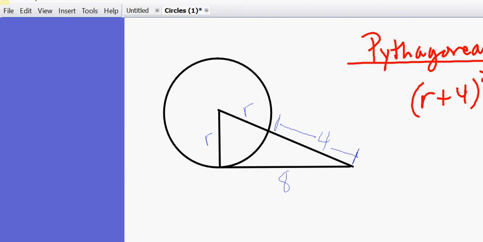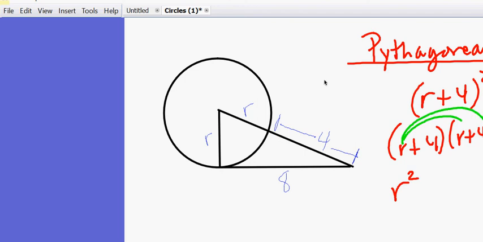Y'all remember the FOIL method, right? First, outside, inside, last, right? So I'm going to expand it out. So we've got r plus 4 times r plus 4. That's what it really means. So I need to multiply the first terms together. r times r is r squared, right? r squared.